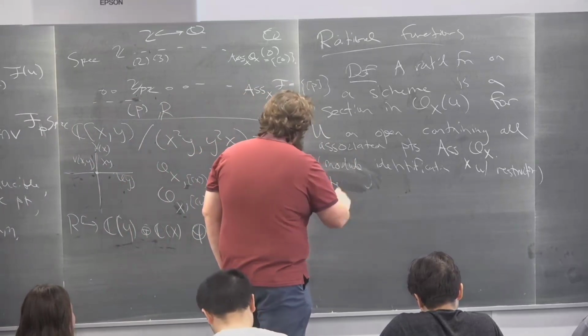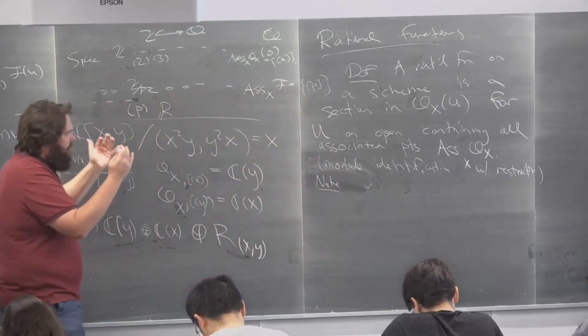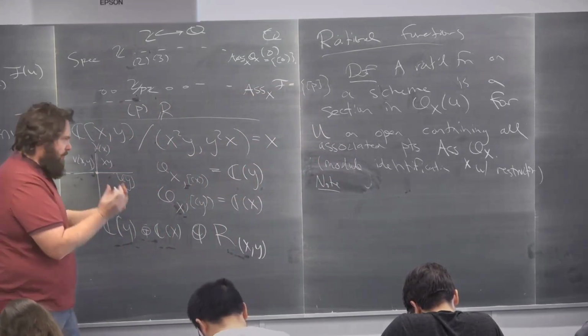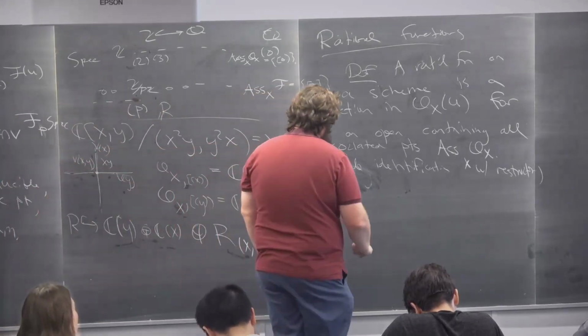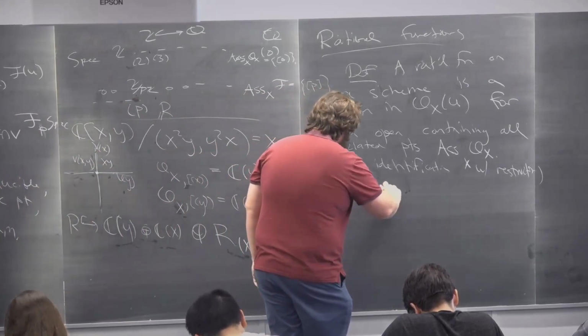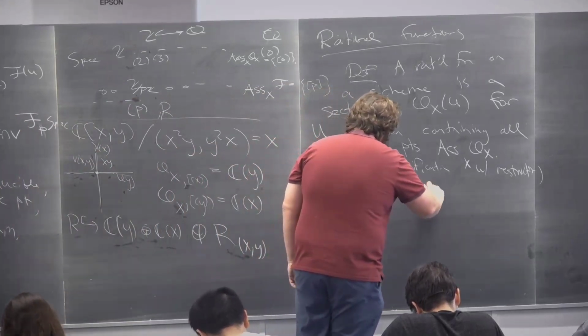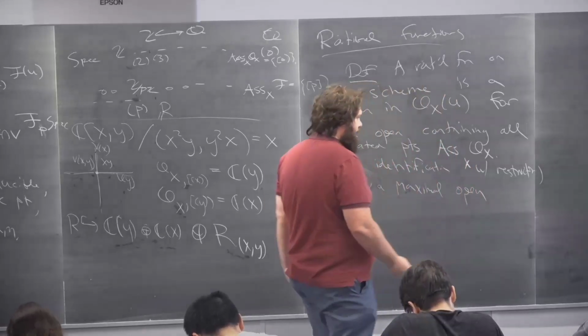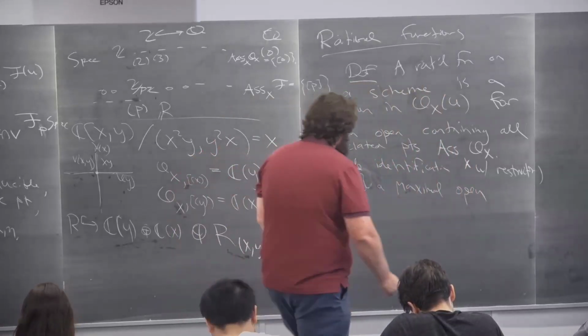One interesting note about these: if I have two opens where it agrees on the restriction, then by the sheaf condition, I can glue. So there exists a maximal open, which is just the union of all opens on which it's defined.